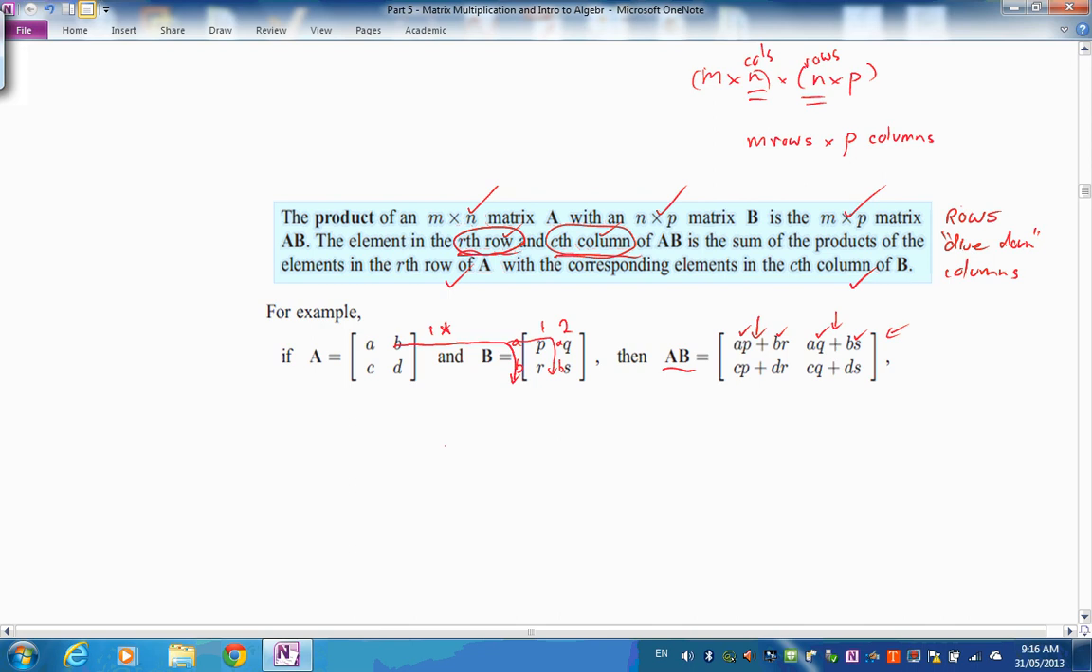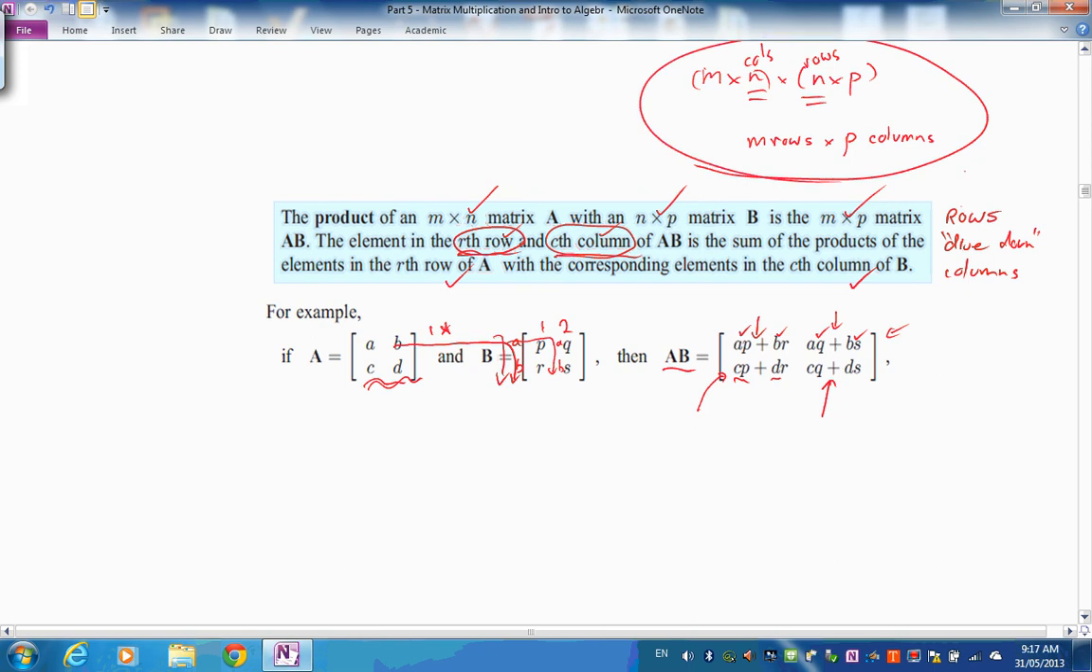Okay, let's have a look at row 2, and that will dive down column 1. So you'll produce the row 2, column 1 entry, and that'll be CP plus DR. And then when row 2 dives down column 2, you'll produce the row 2, column 2 entry there. So that row diving down column is a good practical way of looking at it, and we must have what's up top here. This must work.